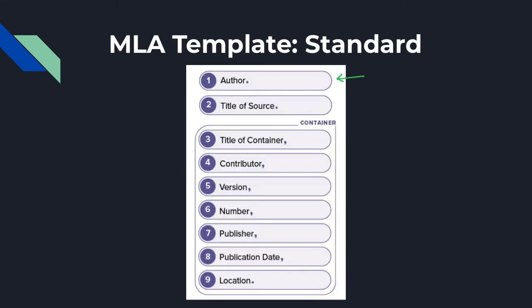So, if you have an author, you list it. If there is no author, you start with the title. But if there's an author, you do the author, then there's a period, then you have the title. The title is usually, if it's an article, it's usually going to be in quotation marks, and there's a period. Then you have what's called the container, and that includes a lot of different information. The container is where the article comes from.